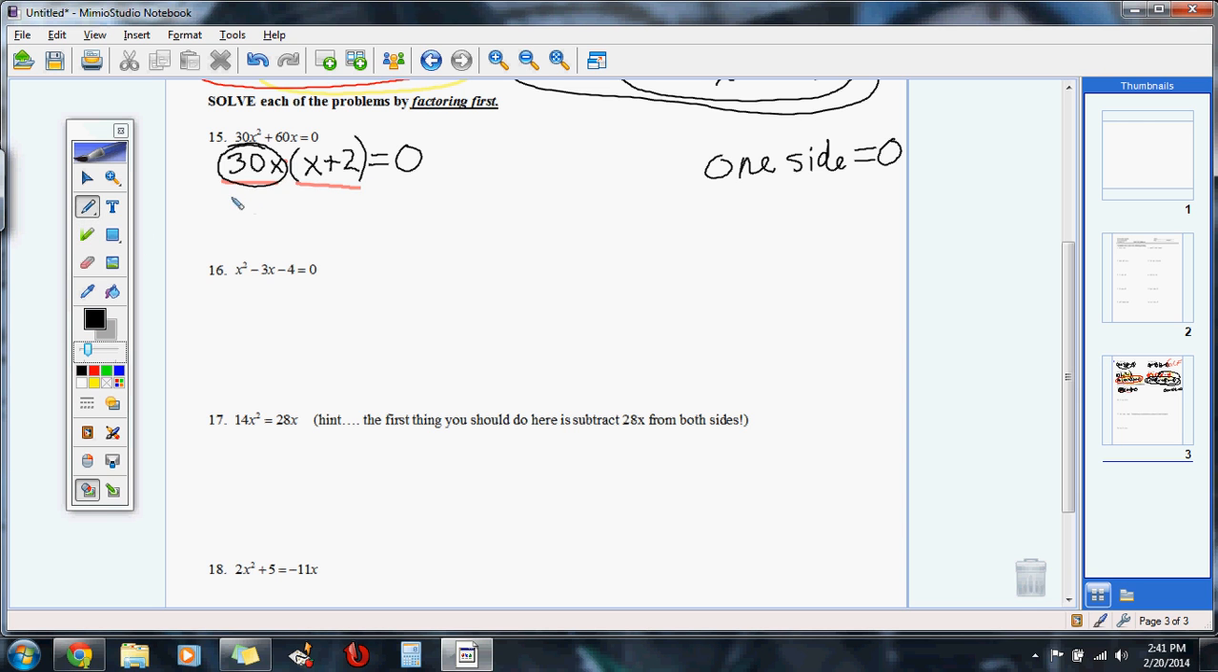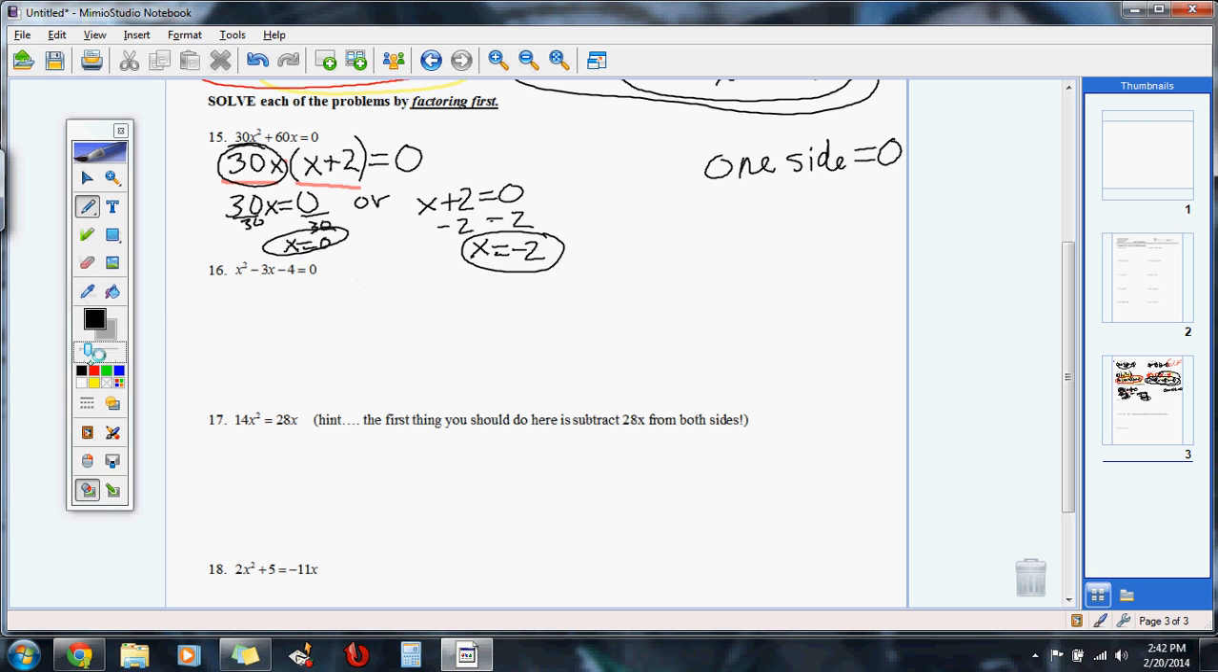So I take this one, and this is where the split happens. Either 30x equals 0 or x plus 2 equals 0. And then now I just solve each of these. Divide by 30 to both sides, and I get x equals 0. Over here, subtract 2 from both sides, and I get x equals negative 2. So x equals 0 or x equals negative 2, two possible answers.